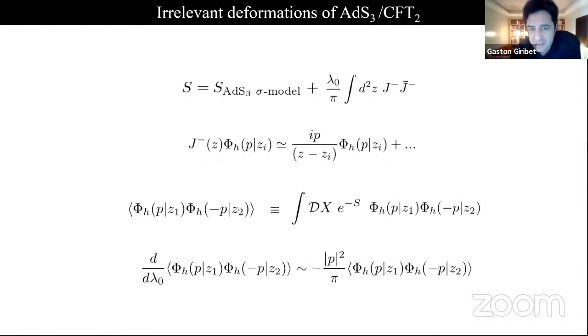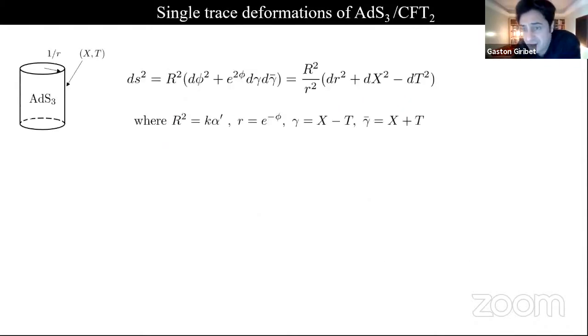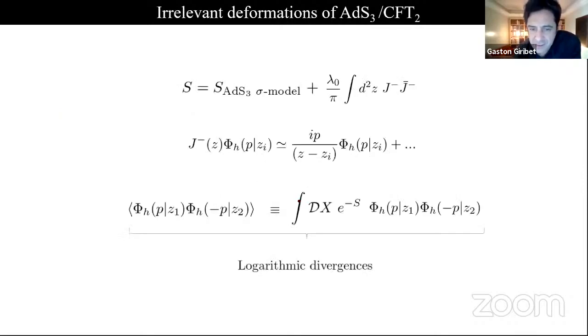So let me just say what we did is just take this worldsheet action that describes the sigma model on AdS3, put this current deformation and compute correlation functions. That's what we did. Okay. So let me show you. It doesn't matter how we compute it, but basically we parameterize AdS3 in a precise way. The only subtlety here is that this correlation function has these logarithmic divergences. And then we have to regularize something. These logarithmic divergences come actually from the insertion of this operator, okay?